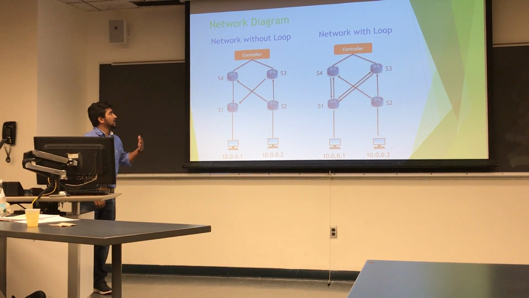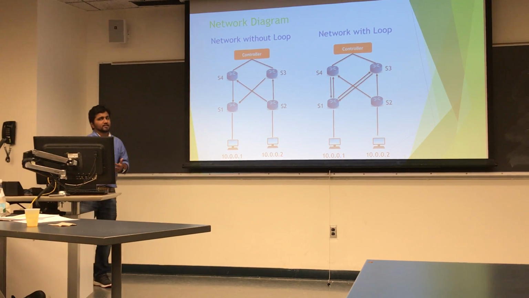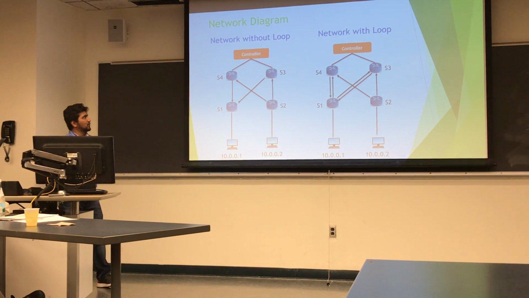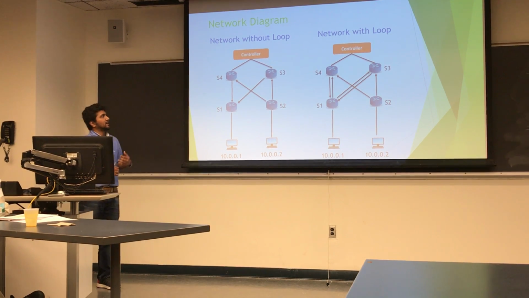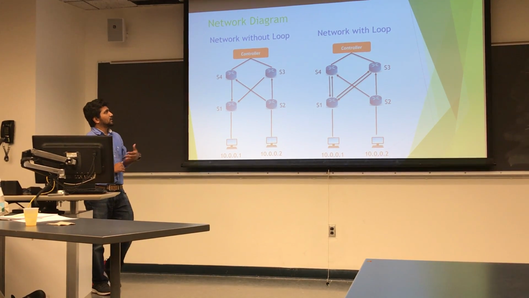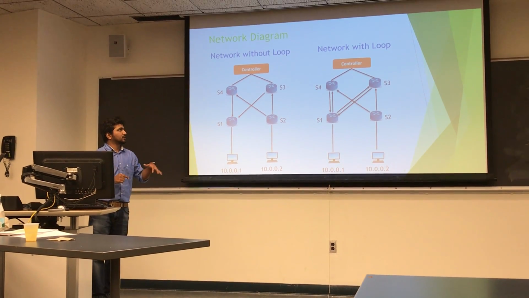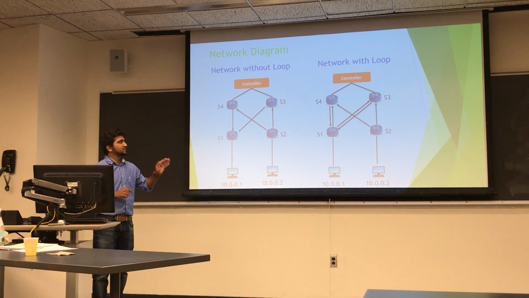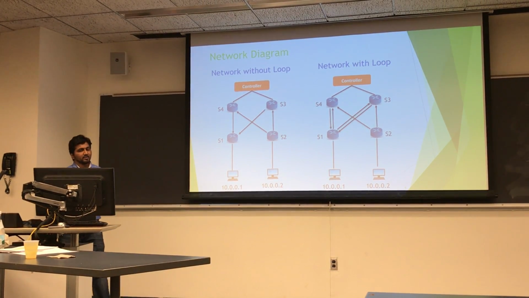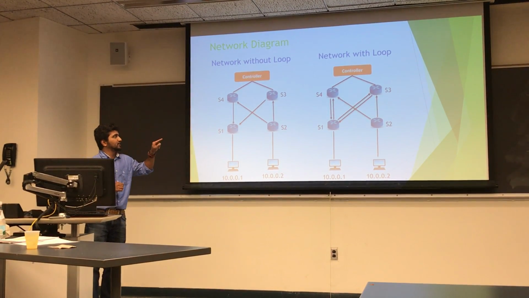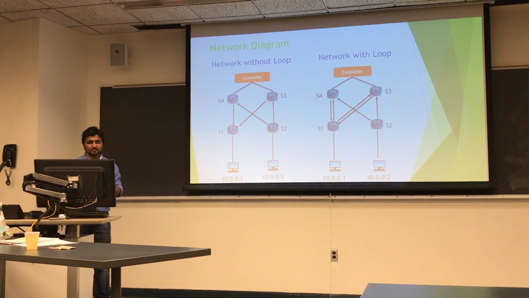This is the architecture diagram I have implemented during this project. Here you can see on the left hand side a network without a loop, and on the right hand side a network with a loop. On the right hand side you can see there is a loop between switch 4, switch 3 and switch 1. So at the end, during the demonstration, I will show you we detected a loop between switch 4, switch 3 and switch 1.